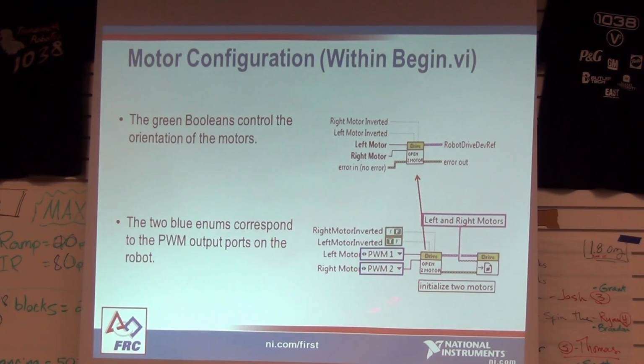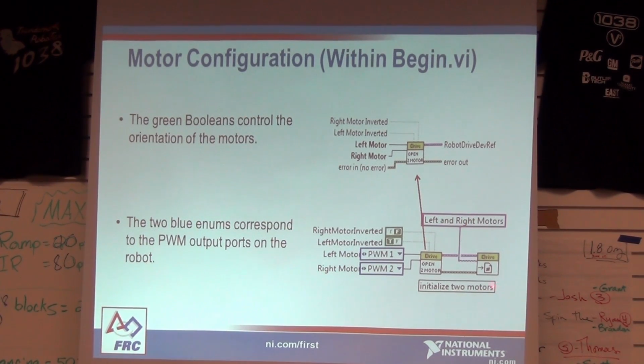So this opens those references, and it passes in a cluster all of this data that I just put into this Open 2 Motors VI. All of that data comes over to this Set VI, which is going to set those references to this name, left and right motors, so that in other areas of the robot project, you can reference this either by the cluster or by the left and right motors name using a Get.